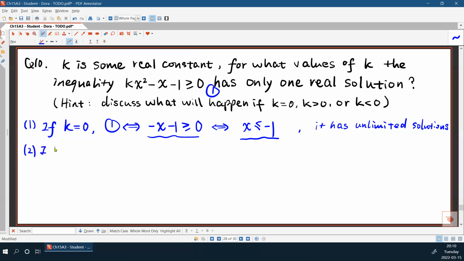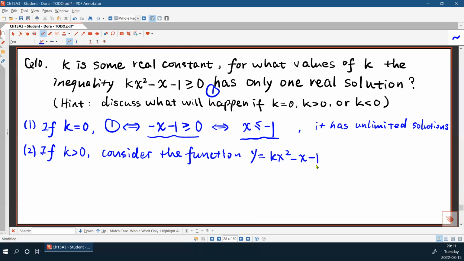And let's discuss what will happen if k is not 0. Apparently if k is not 0, the left side is a quadratic function, right? And whether it's opening up or down depends on the value of k. So second, we should discuss if k is greater than 0, what will happen? Then let's consider the function y equals kx squared minus x minus 1. And apparently it opens up, right? Because the leading coefficient is greater than 0, so it opens up.